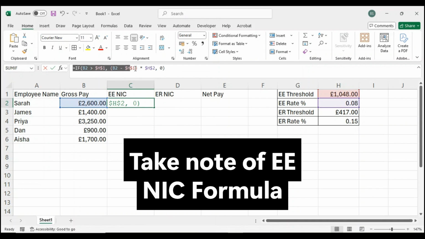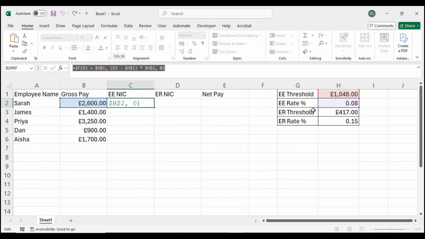This calculates 8% on pay above £1,048 for each employee.